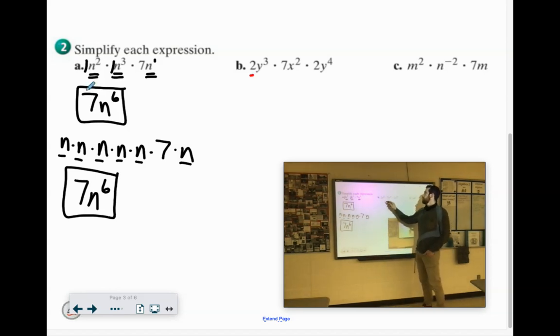We got these numbers in front. 2 times 7 is 14, times 2 is 28. Let's get them in alphabetical order. I see x to the second power. That's the only x. And then the y's, we have 3 here, 4 there. 3 plus 4, 7.